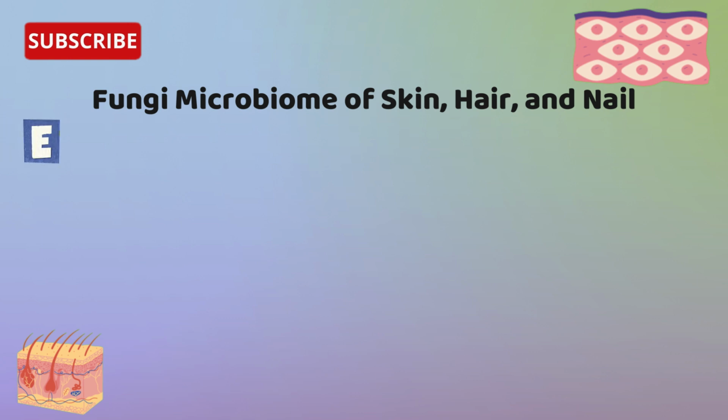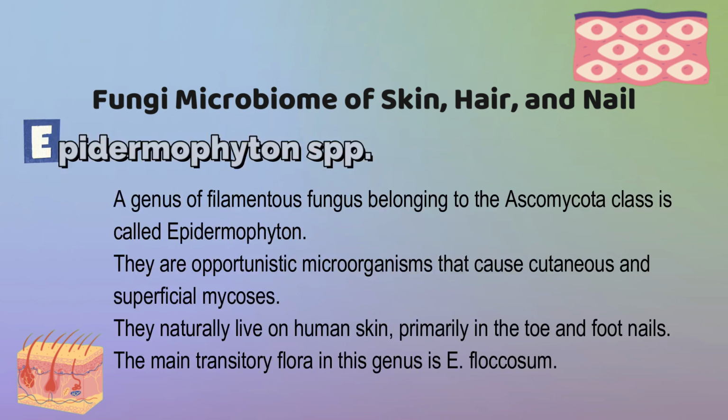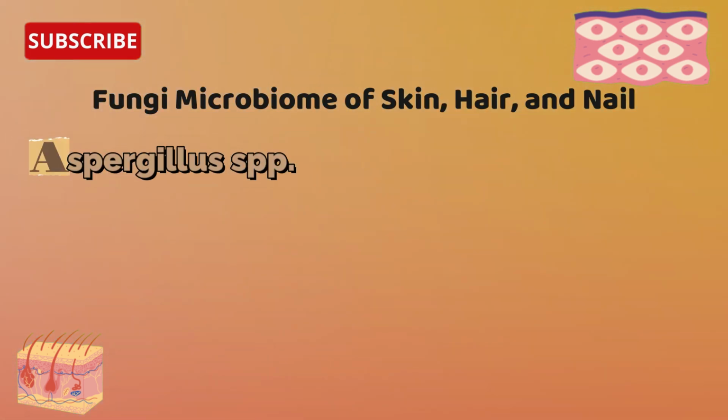Next is Epidermophyton species. A genus of filamentous fungus belonging to the Ascomycota class is called Epidermophyton. They are opportunistic microorganisms that cause cutaneous and superficial mycosis. They naturally live on human skin, primarily in the toe and foot nails. The main transitory flora in this genus is E. floccosum.